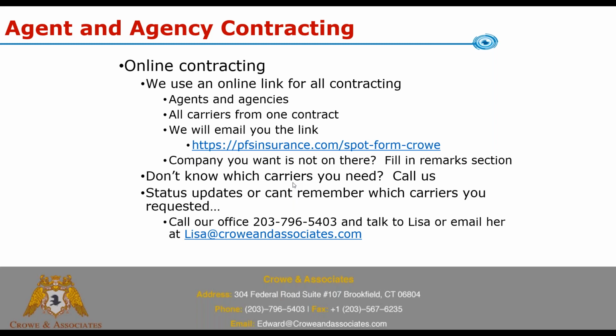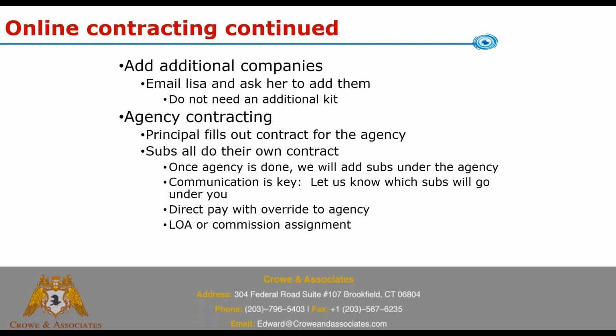Once you fill in our contracting link and pick the carriers you want, if down the road you want additional ones, you simply send us an email asking us to add that carrier for you, and we'll do so. I talked over my slide, but you can add additional companies. Again, just email us. We used to do it by phone call, but now we need it in writing. You don't need to fill out an additional contracting link. We can simply add it because we already have your information.